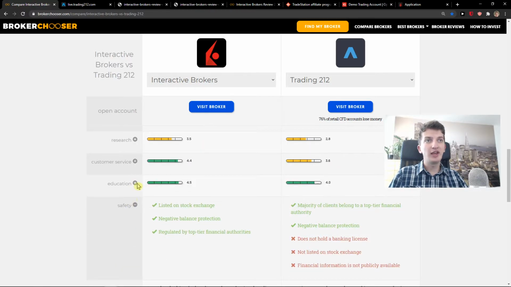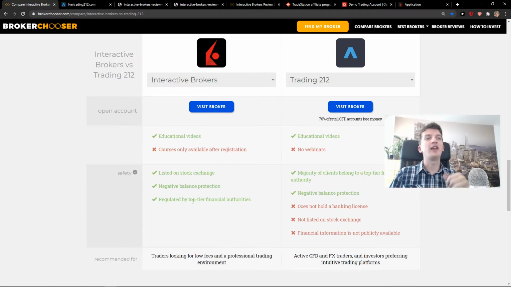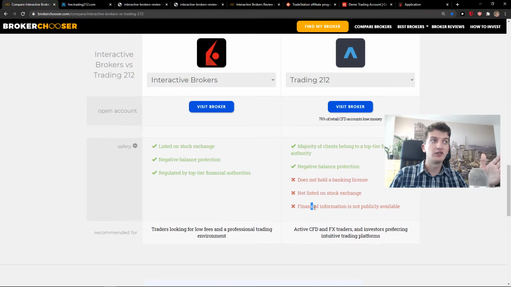About security and education, I really like that on both of these platforms you can use a demo account. That's huge for me, because you can actually test the waters with Interactive Brokers and also with Trading212. That's a thumbs up for me. And safety, okay. Interactive Brokers is top notch. It's been here for years, so you've got nothing to worry about. Trading212 is a lot less safe. You can see here, it does not hold a banking license, it's not listed on a stock exchange, and financial information is not publicly available.